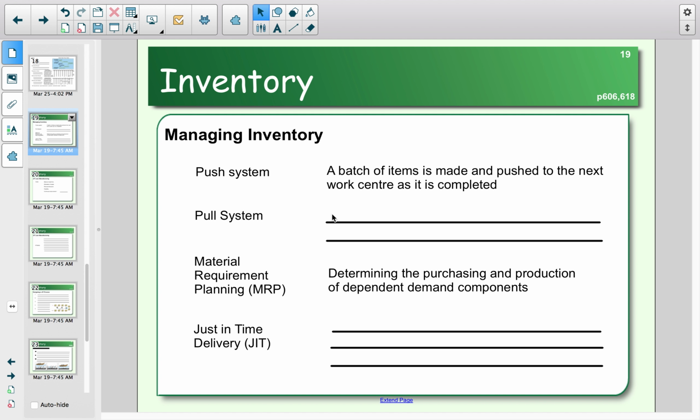Just-in-time manufacturing is a pull system. When we look at just-in-time manufacturing, we are bringing the inventory in just when we need it. So we're pulling it from the other parts of our manufacturing process. The idea here is to minimize the safety stock or the amount of excess inventory we hold on hand because holding excess inventory has a cost. It costs to store it.